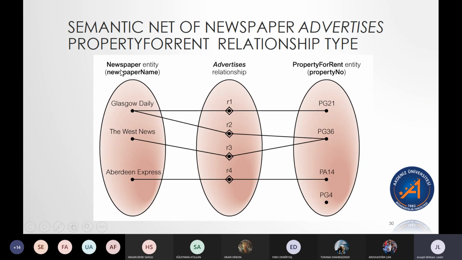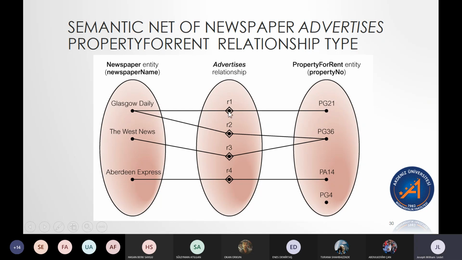You could also say, the previous example, we might look at something similar to this for students take courses, right? But here you have newspaper, Glasgow Daily, can advertise many properties. A newspaper could advertise one property.